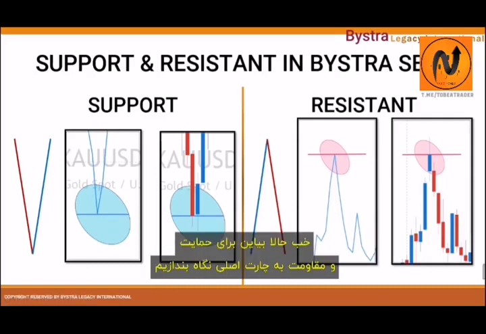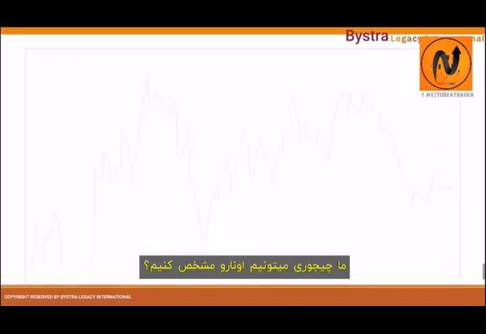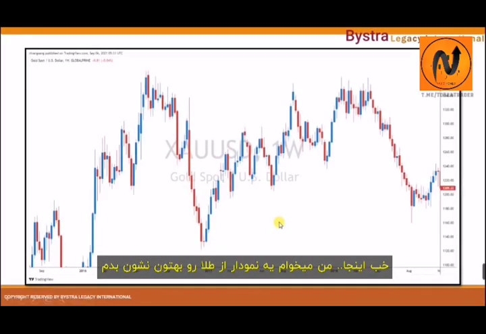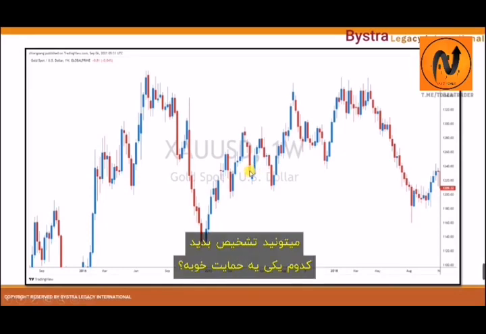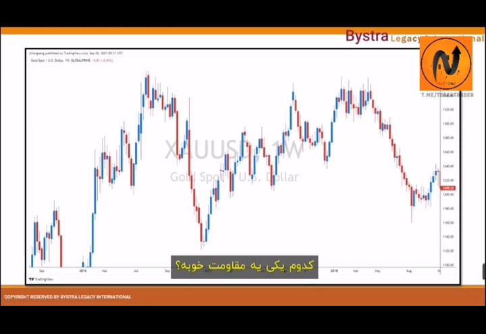Now let's look at the main chart for support and resistance. How can we mark them? Here, I'm going to show you one chart for gold. This is a weekly time frame. Now, can you identify which one is a good support and which one is a good resistance, just by judging before we even move to the line chart?